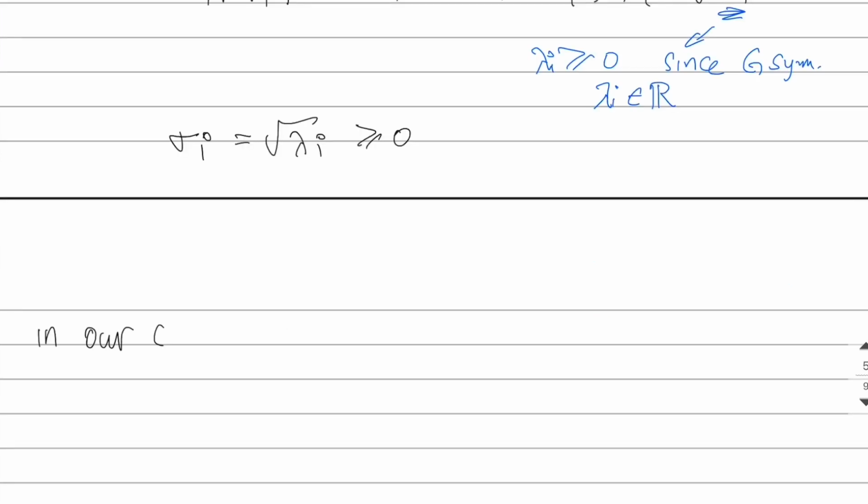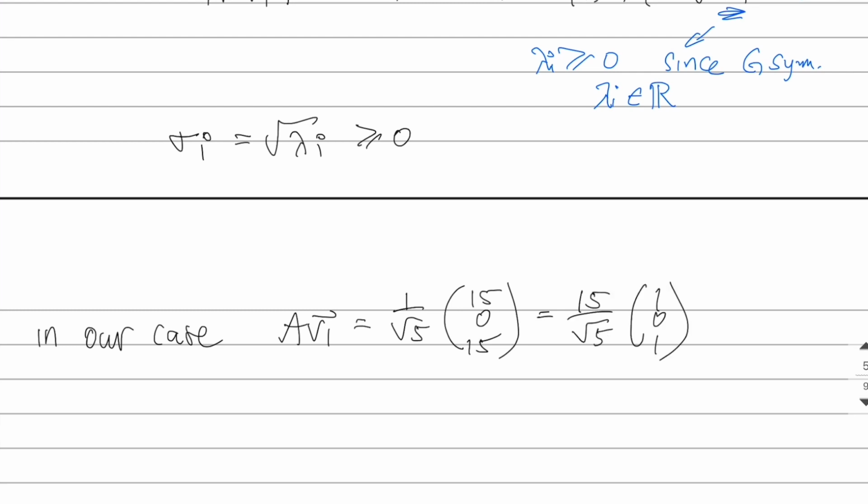In our case, remember that AV1 was the vector 1 over root 5, 15, 0, 15, which is like saying 15 over root 5, 1, 0, 1. And I can clean that up a little bit and make this 3 root 5, 1, 0, 1.